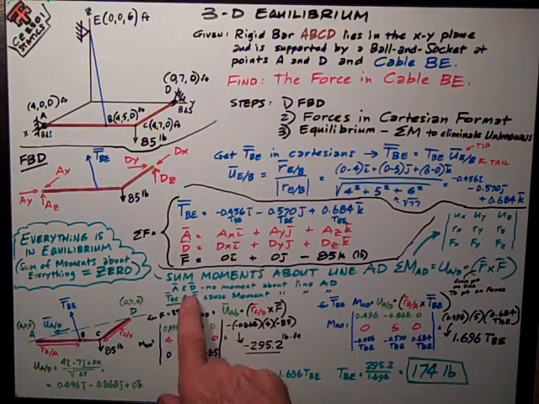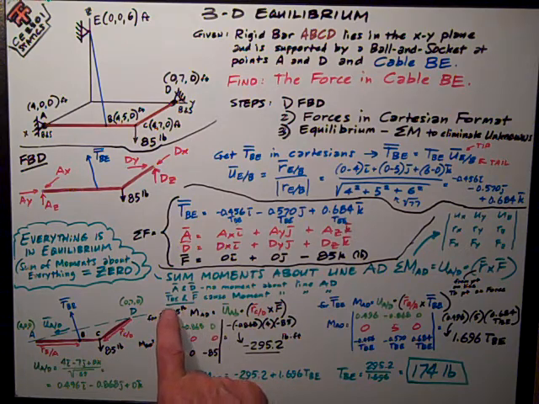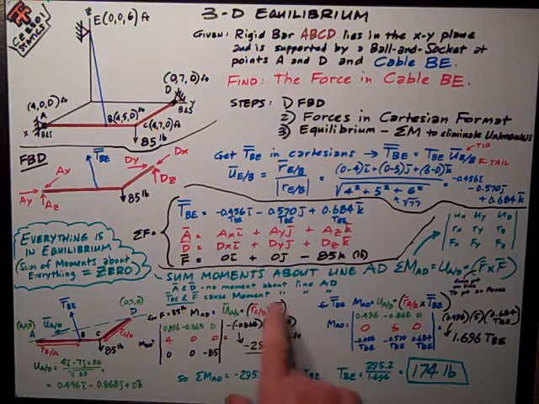Of course, at A and D, the forces of the ball and sockets provide no moment because they intersect that line. The only thing that causes moment is the force in the cable, TBE, and the applied force, 85 pounds. So I draw another little diagram over here, and I show my line AD and my other two forces, TBE and the 85 pound force.